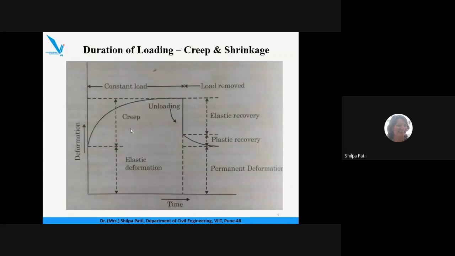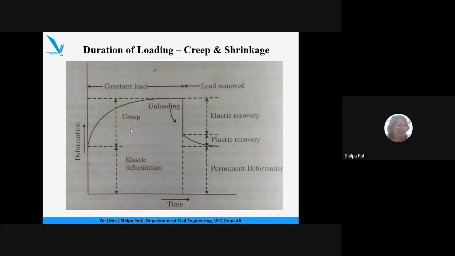Because of the creep, there will always be certain deformation, even though we are not increasing the load on the structure. So this is the most important parameter, creep, which is there in action for concrete only. For steel, this concept is not there. Steel does not show any creep.